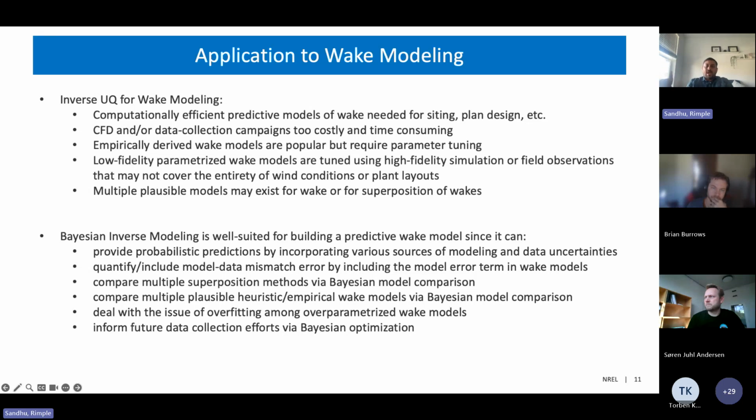There are some approaches that could deal with over-parameterized models. And once you have the trained optimal model and its parameters estimated in terms of probability distributions, you can keep using that model in the Bayesian framework to inform future data collection efforts and so forth. So there's a lot within Bayesian inverse modeling that could help advance the wake modeling effort. I'll just stop there, and Eric, I'll turn back to you.